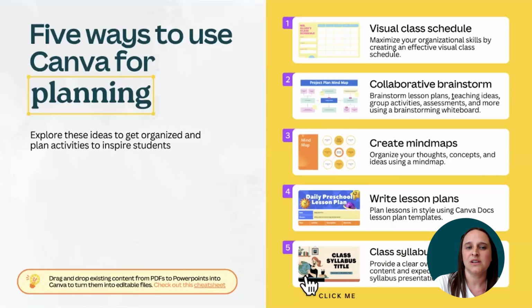Here are 5 ways that you can use Canva for your planning. The toolkit gives you links that you can open and use, so make sure that you have saved this link for later on. You can explore these ideas to get organized and plan activities to inspire your students. Some of your planning templates within your toolkit include a visual class schedule, so I can see that a lot of people have written about that in the chat. Collaborative brainstorms where the whole class can get in on the one document and work together, creating mind maps, writing lesson plans and scopes and sequences, and using class syllabus presentations.